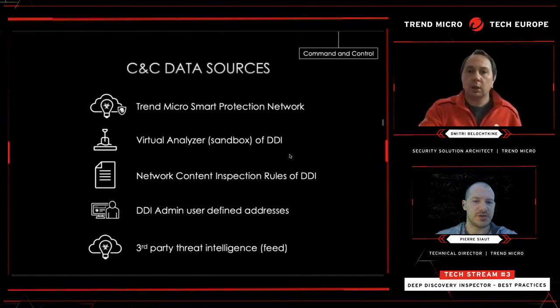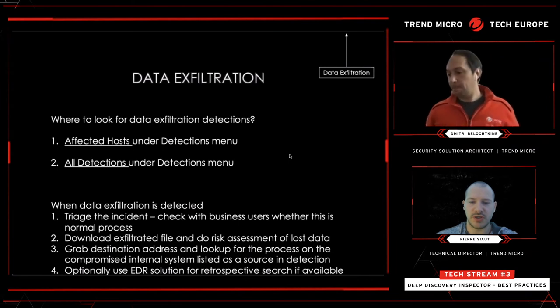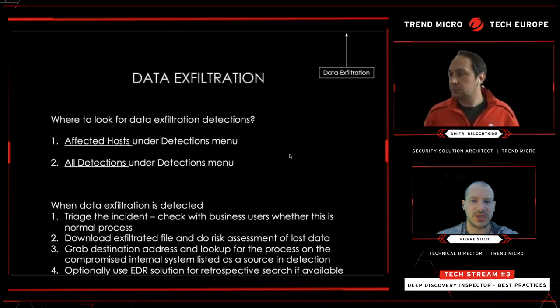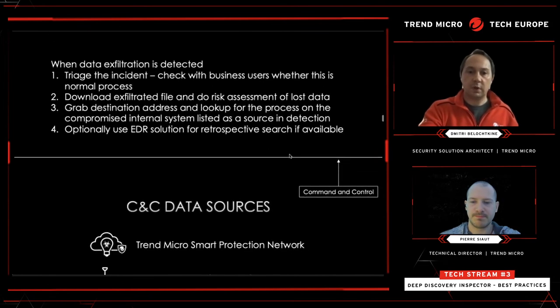So Dmitri, just before you keep going on the CNC part, we have a question in the live chat, not related to data exfiltration for now, but related to the source of threat information. Is there a way to integrate DDI with other reputation sources, especially other web reputation sources, other threat intelligence databases? So what can we do here? It's a very good question, Pierre.